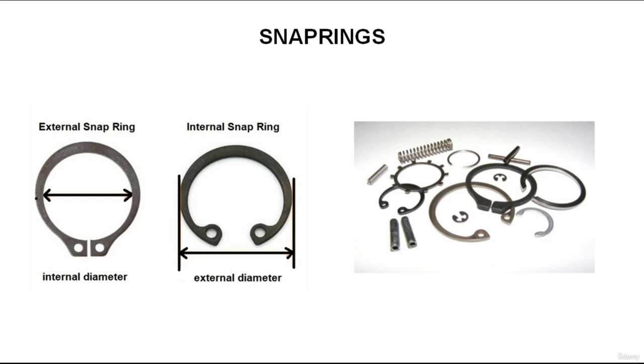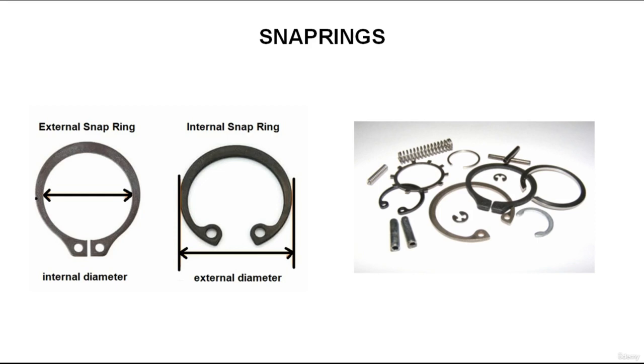Also, we have snap rings. Many different sizes and types of snap rings are used in today's transmissions. External and internal snap rings are used as retaining devices throughout the transmission. Internal snap rings are used to hold servo assemblies and the clutch assemblies together.